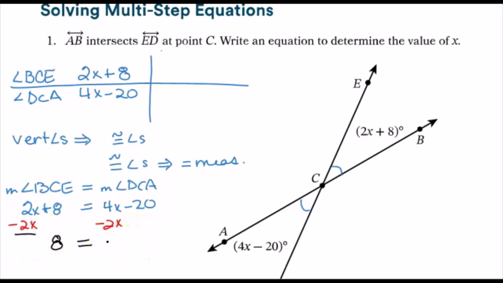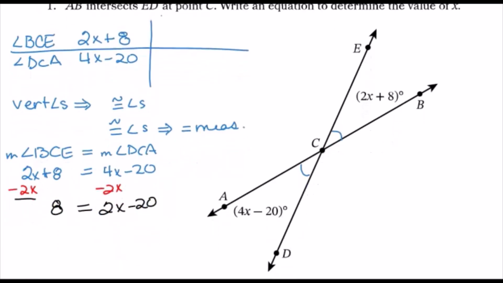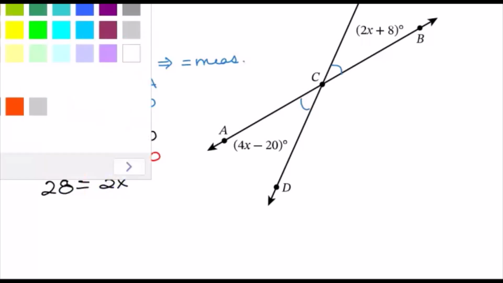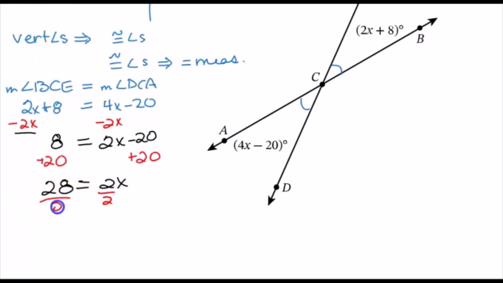So 8 is equal to 2x minus 20, and I'm only doing one step at a time. So I'm not moving the numbers over in the same step that I'm moving the terms with the variable. So now I'm going to add 20 to both sides, and I get 28 equals 2x. Then I divide both sides by 2, and now I know that 14 is equal to x.